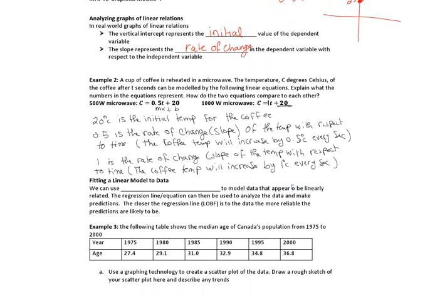Now how about the second equation? Increased by 1 degree. So the second equation is telling you that every second that you put your food in the microwave, your temperature is increasing by 1 degree. So which one is gonna heat faster? The second one. Okay, so this one is gonna heat faster, right?